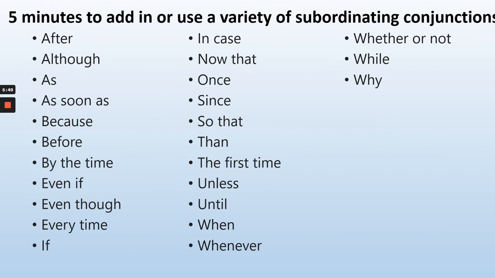Here are some subordinating conjunctions that you can use in your writing to add some extra information onto your main clause. Pause the video now and take 5 minutes to add in some subordinating conjunctions to add some extra information to your sentence. Or just use this time to see if you can add a bigger variety. Choose some of the words on the screen that you haven't used and add them to your sentences. Press pause while you do that and press play when you're ready to continue.